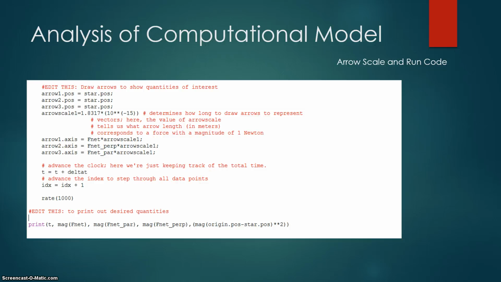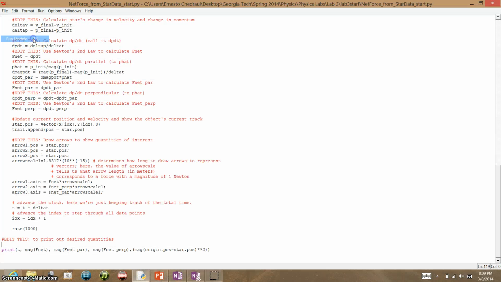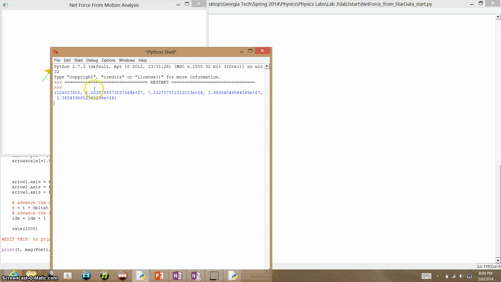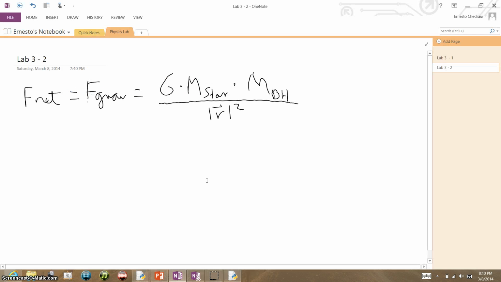The arrow scale was calculated based on the positions from the CSV file. Let's run the code and see the magnitude of the net force and the movement done by the star. As you can see, the second number is the net force. In the end, I was able to calculate the mass of the black hole from the data we had. It equaled 2.38 times 10 to the 31st. We solved for the unknown knowing the net force, the gravitational constant G, the mass of the star, and the square of the magnitude of the displacement.